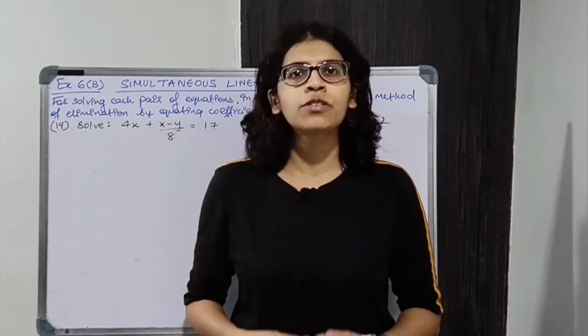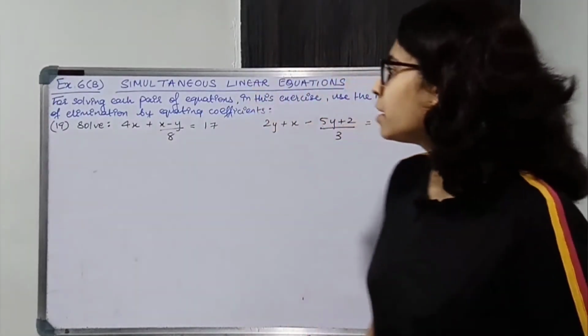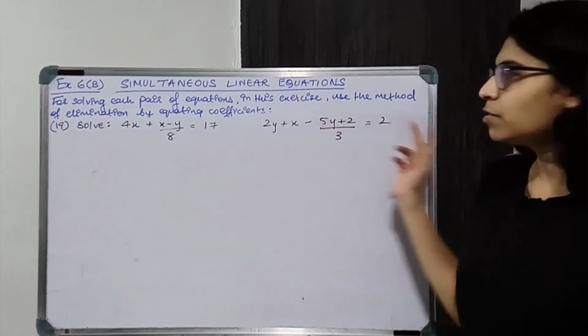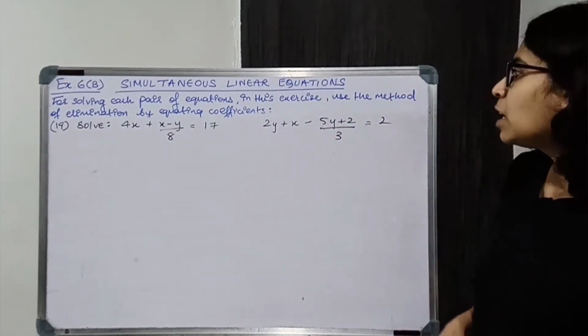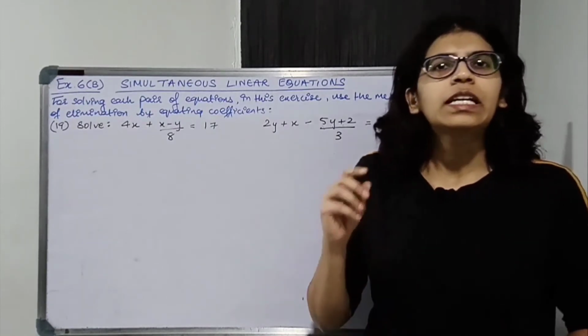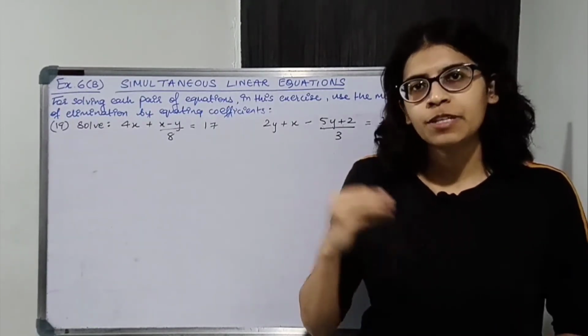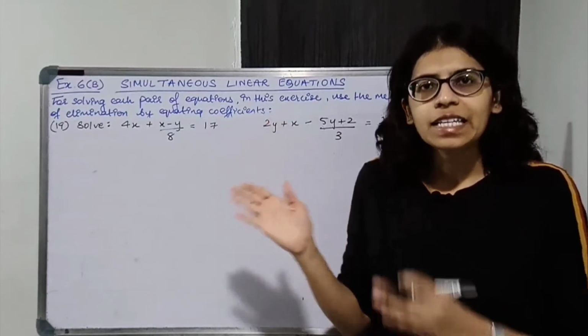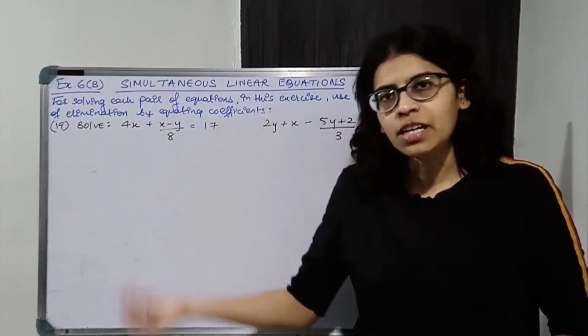Coming to the next question, question number 19. Now again we have to solve. There are two equations given to us. First we have to bring the equations in the required form, that is ax plus by is equal to minus c, with x and y in the LHS and the number in the RHS.